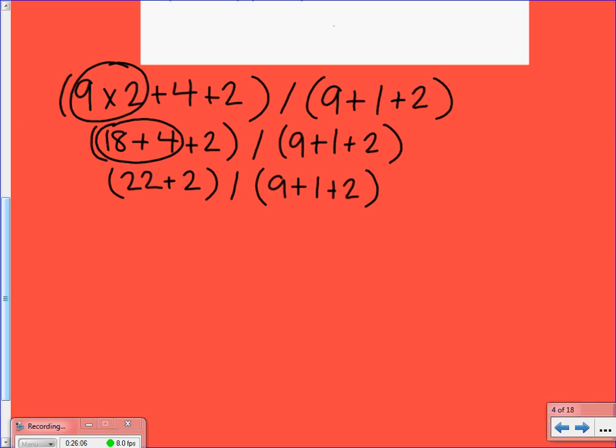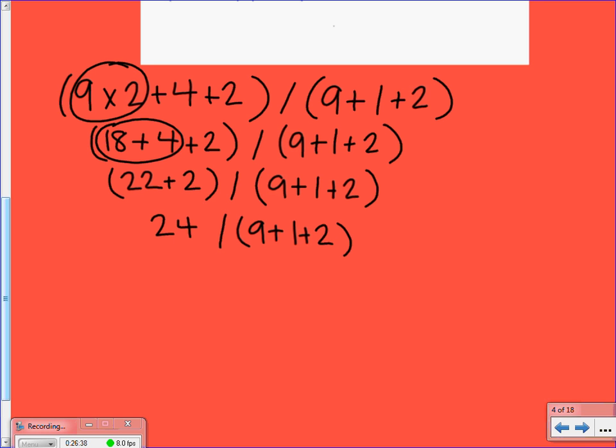We are almost done with our first parentheses. We only have one more operation left. 22 plus 2 is 24. Okay, and everything else gets rewritten. Okay, so we still are kind of on that first PEMDAS step because we haven't gotten rid of all the parentheses yet. So we have to look.